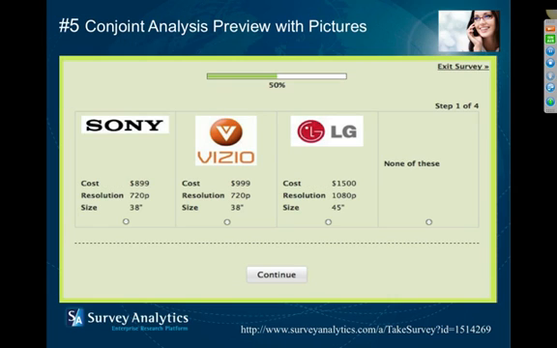Here's another conjoint analysis preview with pictures. So not only can you just set up a table or profiles, but you can also include pictures within your conjoint analysis, so it makes it more interactive, more interesting, and also helps even better simulate the purchasing decision. So in this case here, I've got a bunch of different kinds of TVs.